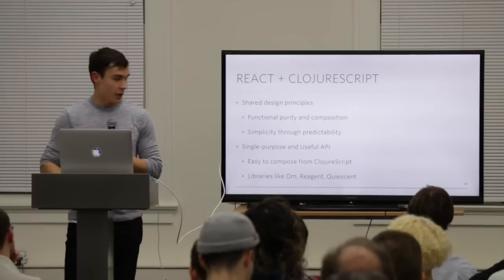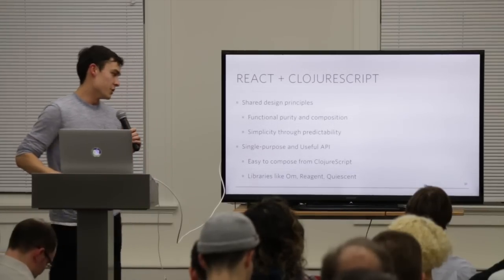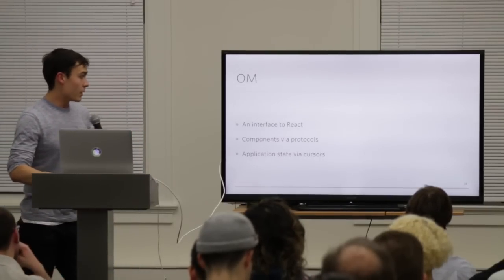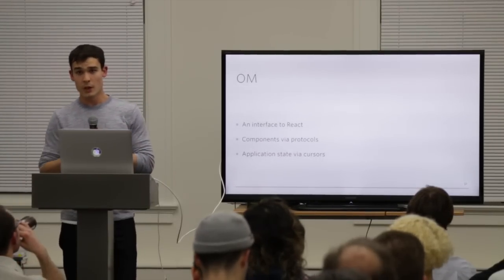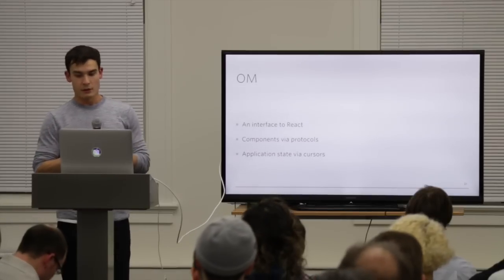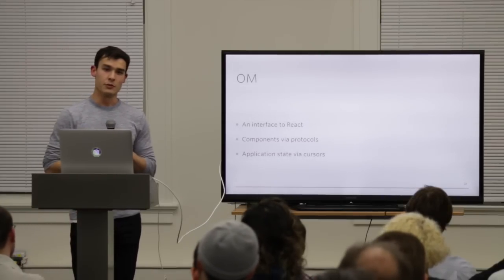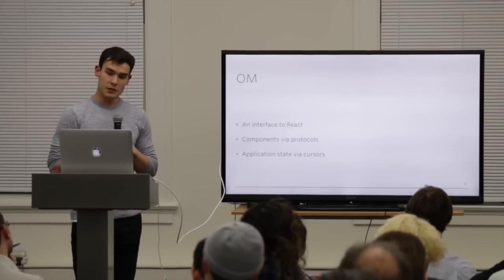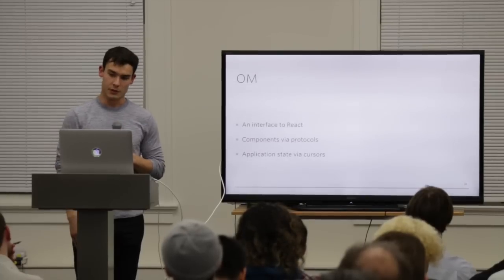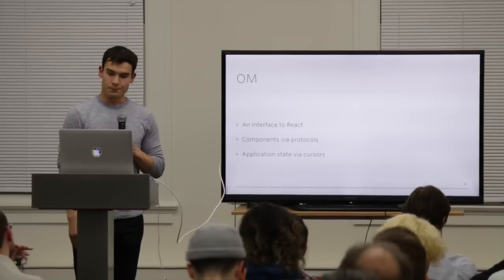So we have libraries like Om, Reagent, and Quiescent. At Prismatic, we use Om, and Om is an interface to React. You build your components using ClojureScript protocols, and these are similar to interfaces in other languages. And Om also comes with a solution for managing your app state, and we use cursors for this.